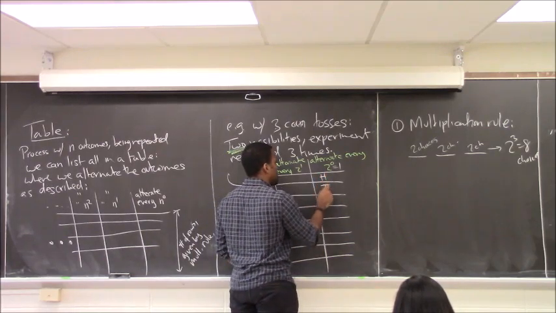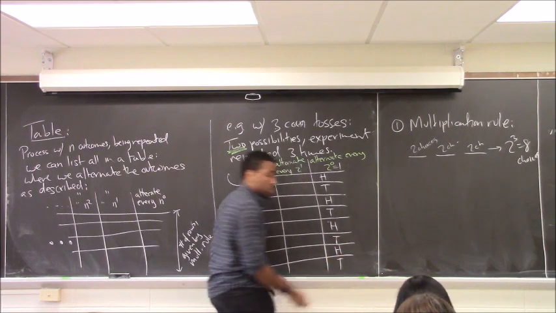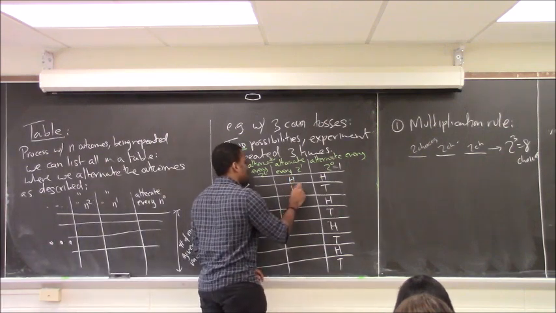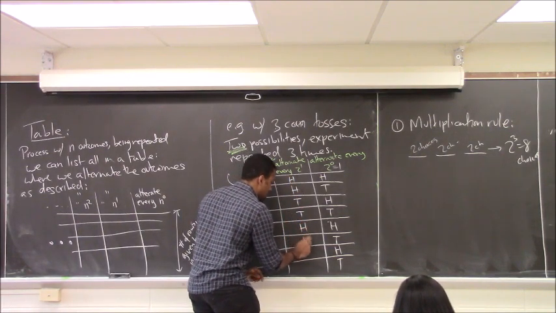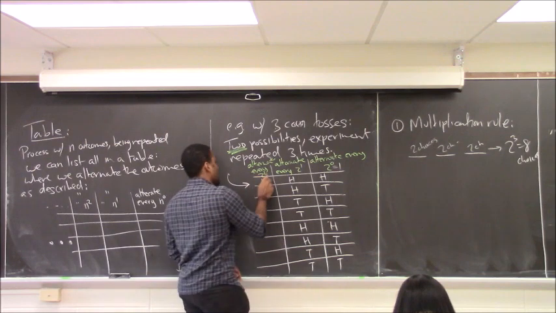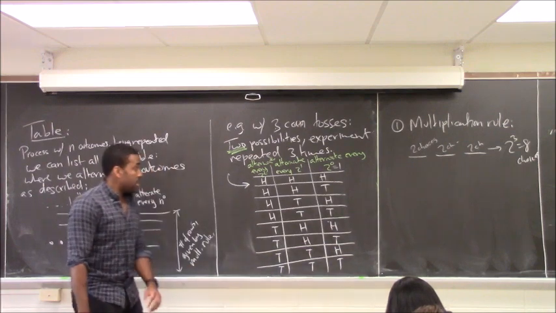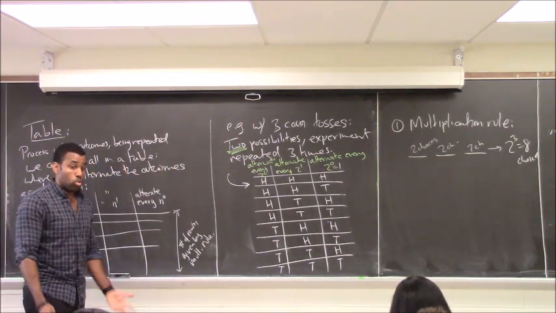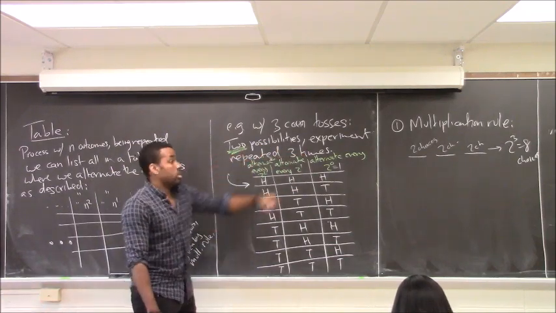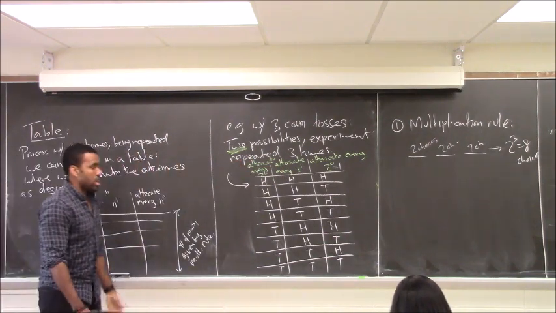So start with heads, alternate to tails, heads, tails, heads, tails, heads, tails. Here I'm going to alternate every 2. Heads, heads, tails, tails, heads, heads, tails, tails. Here I'm going to alternate every 4. Heads, heads, heads, heads, tails, tails, tails, tails. And it turns out by the time you fill in all the columns that you want, that would represent all the possibilities. So you can get heads on the first toss, heads on the second, heads on the third, tail on the first toss, heads on the second, heads on the third, etc. That's all the possibilities. You'll notice that there are 8 of them, that's the multiplication rule.